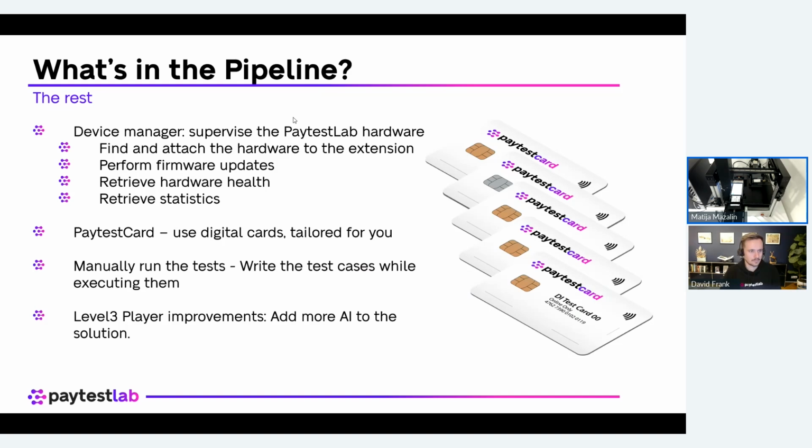And last but not least, level 3 player improvements. There's a lot of level 3 player improvements coming up. So there's more AI coming for determining the state, for understanding what the requirements are that we have to send back. So what is written on the receipt, what is written on the display, all the more possible things that we have to verify right now will be enhanced through AI. So stay tuned, and I'm sure it will be a great tool for you to use.